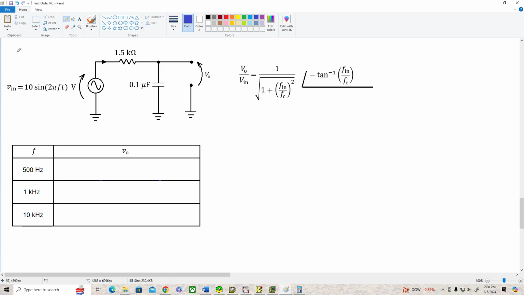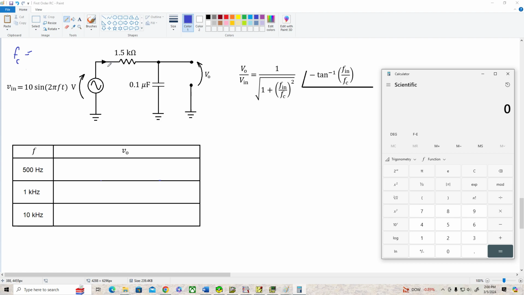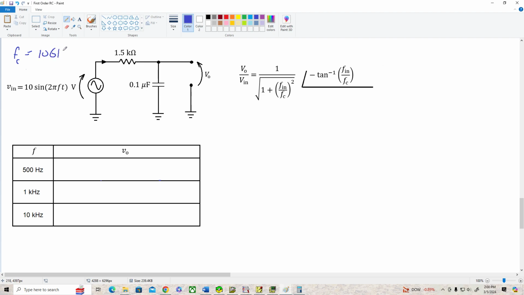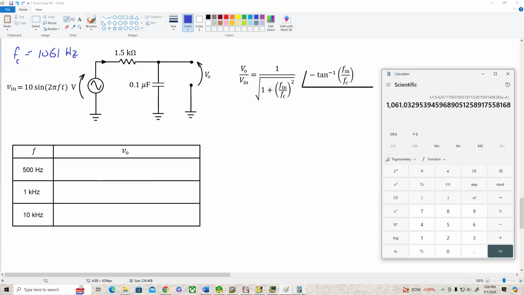FC, let's pull up our calculator, and that's going to be 2 times pi times 1500 times 0.1 times 10 to the negative 6th power, and we take the reciprocal. Our critical frequency is about 1061 hertz. Now we're going to apply this equation to determine the response at each of these frequencies.